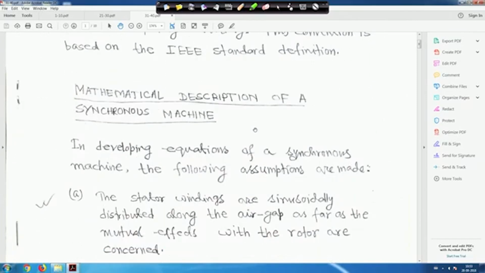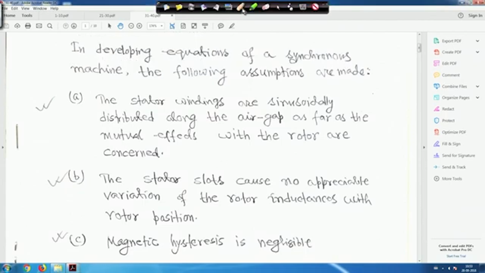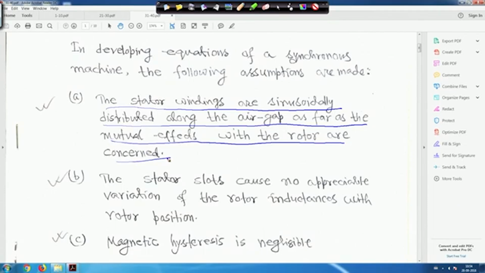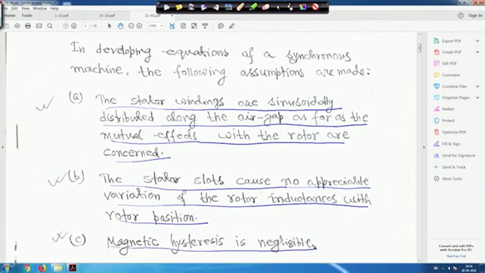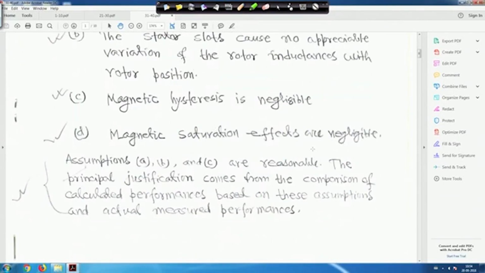Next, we come to the mathematical description of a synchronous machine, right. In developing the equations of a synchronous machine, the following assumptions will be made. The first assumption is that the stator windings are sinusoidally distributed along the air gap as far as the mutual effects with the rotor are concerned, right. The second assumption is that stator slots cause no appreciable variation of the rotor inductances with the rotor position. The third assumption is that magnetic hysteresis is negligible, right. Another assumption is that magnetic saturation effects are negligible, right.